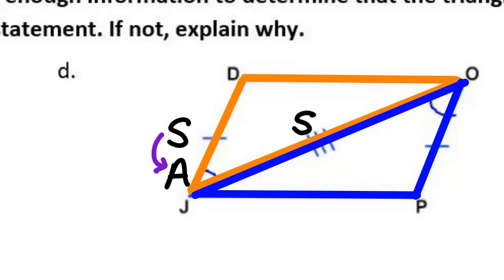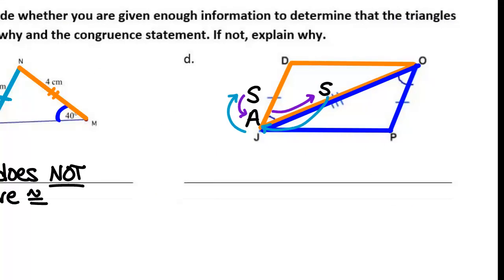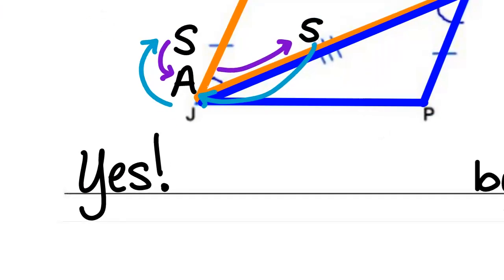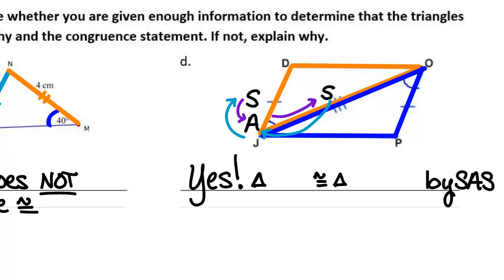But no matter which way I go with this, we would call it what? SAS, side, angle, side. Is that an allowable congruence criteria? Yes. So I would say, yes, I have enough information here. We're going to say that they are congruent to each other by side, angle, side. And now I have to write my triangle congruence statement. I have to make sure to match up my corresponding congruent parts.